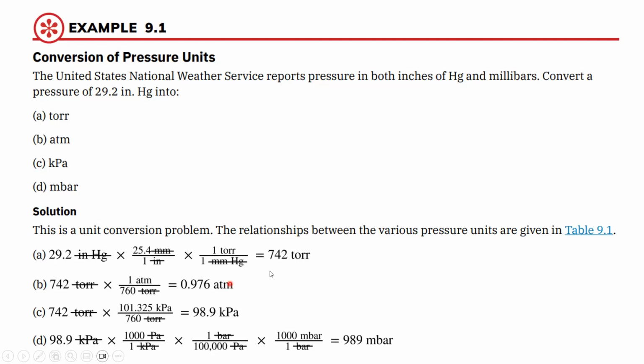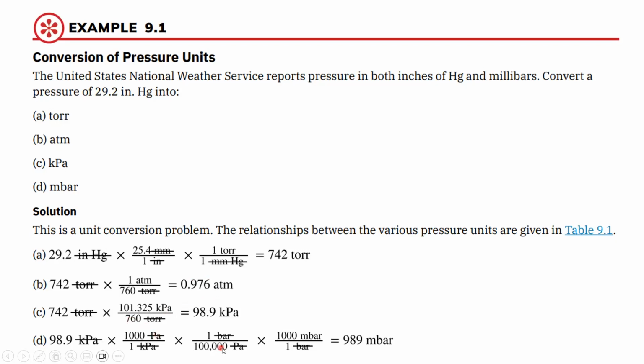And then to get to atmospheres, we can essentially just add on to that step. So 760 torr is equal to 1 atmosphere. So that's why we're dividing here. Torr cancels. We're left with ATM. And with this, we can always think about it if that makes sense. So 760 torr is equal to 1 atmosphere. So if we have 742 torr, a little bit less than 760, so it makes sense that we're just a little bit under 1 atmosphere there.